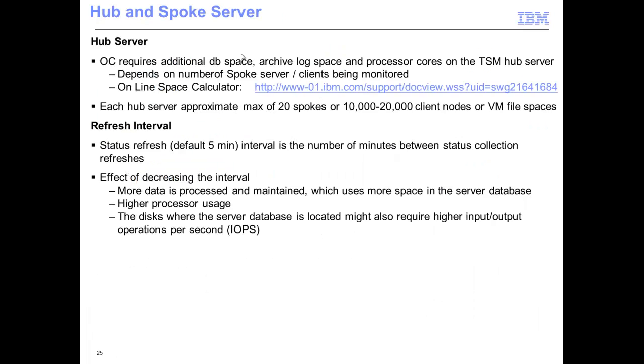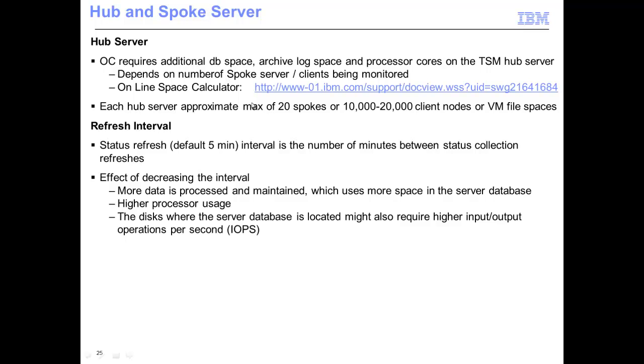The Operations Center is going to require extra resources that include database space, archive log space, and processor cores on the server that hosts your TSM hub. How much space really depends on the number of clients that are being monitored, as well as the number of clients that belong to the spoke servers that you're going to monitor. So you can go out to this online calculator here, and that will give you the general idea of the space requirements for Operations Center.